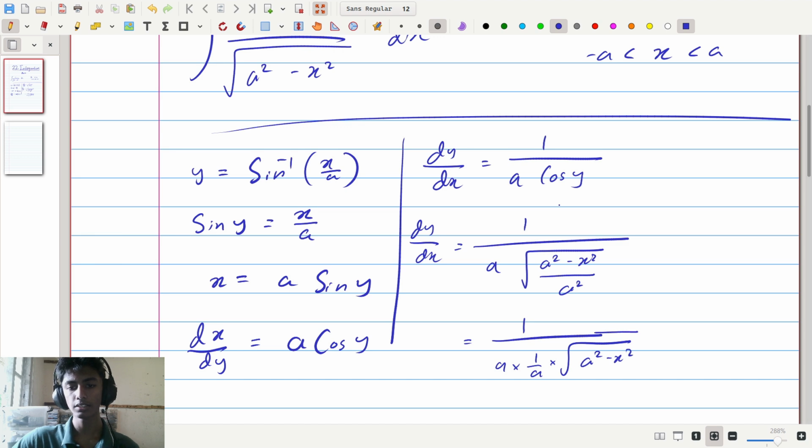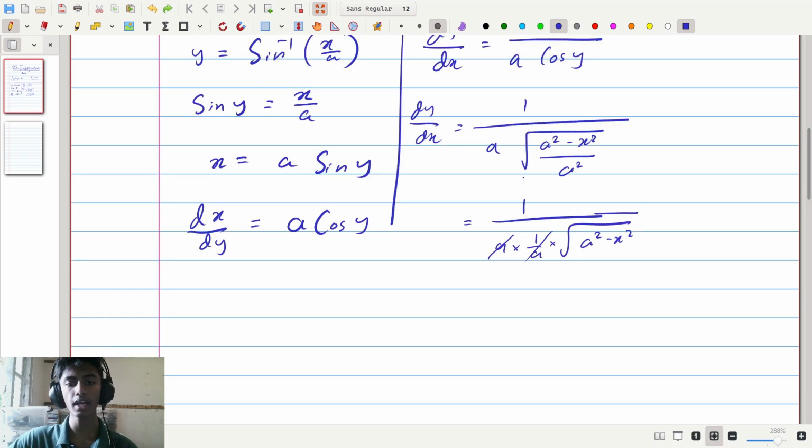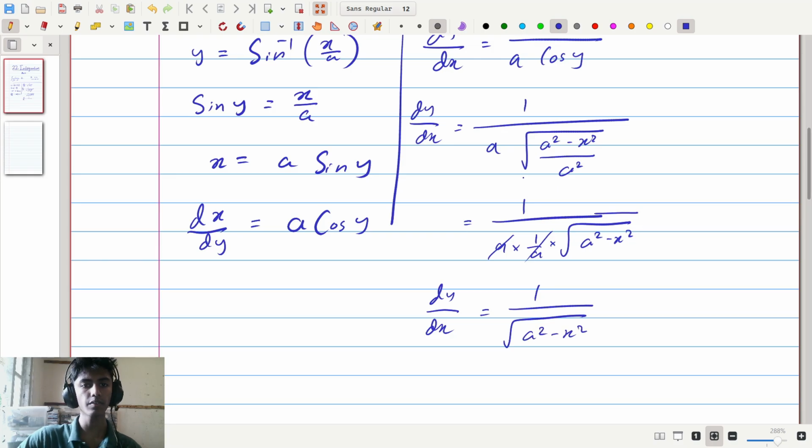Now then, since we have this, you can see this a and this 1 divided by a cancel, leaving us with just the square root of a squared minus x squared. Therefore, from this we get that dy by dx is equal to 1 divided by the square root of a squared minus x squared. Dy by dx is in fact the derivative of the sine inverse of x divided by a.